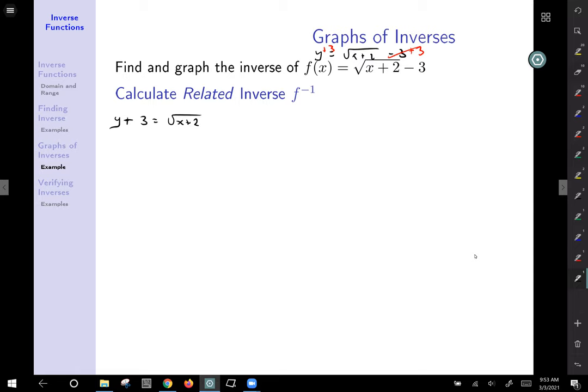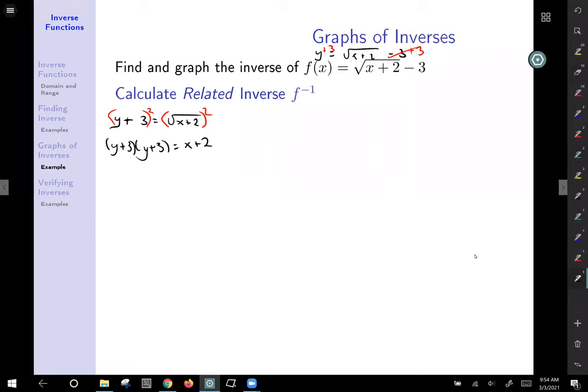How do you deal with the square root? Well, you square it away. We'll square this, and we will get y plus 3 squared, which really means y plus 3 times itself, is equal to x plus 2. The square root of the stuff underneath it, squared, is just the stuff underneath it. That's good enough. Okay, I'm going to distribute. Now we want to solve for x.